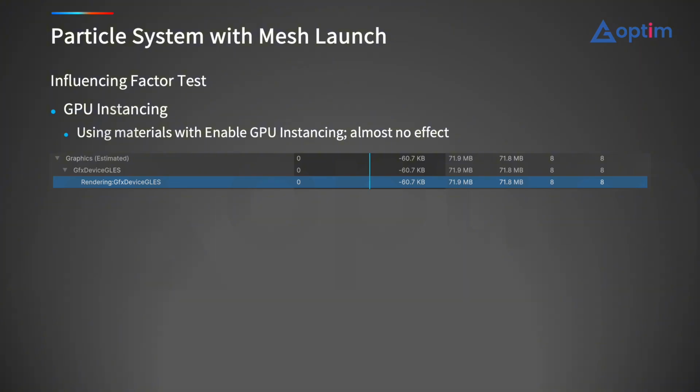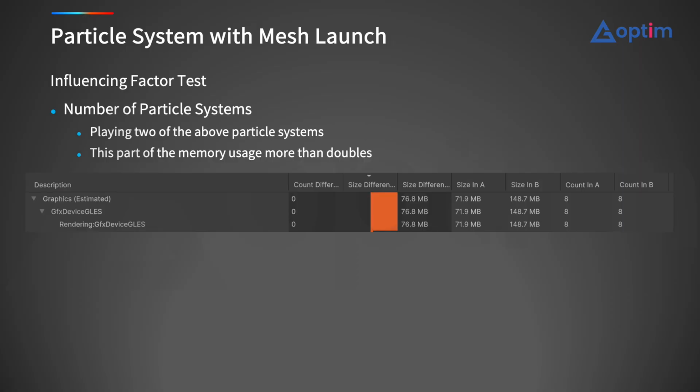First, we suspected GPU instancing. We enabled GPU instancing support, but surprisingly, there was no meaningful improvement. Next, we tested particle system count. When two identical mesh-emitting particle systems were played simultaneously, memory consumption increased more than linear scaling. The overhead was larger than simple doubling.